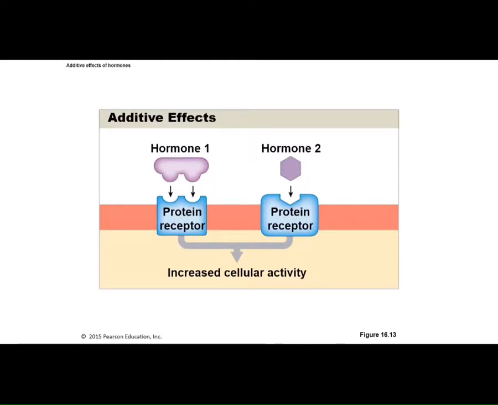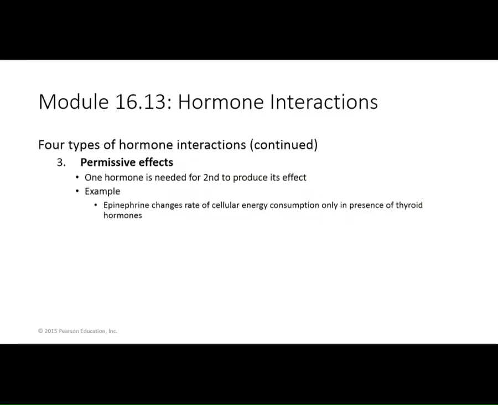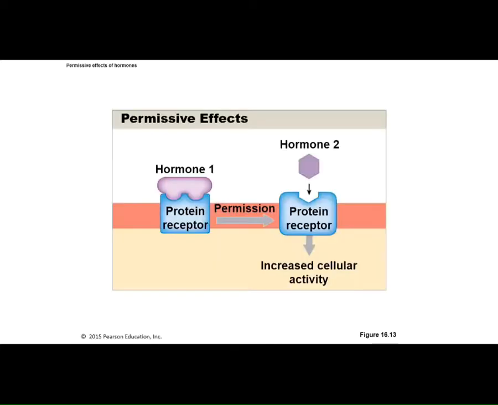So you have one hormone, it can do something. You have a second hormone, it can do something. Together, they're super together. There's also permissive effects. One hormone is needed for a second hormone to do its thing. Okay? So just another combination. One hormone is needed for another one to work. Epinephrine can change cellular respiration only in the presence of thyroid, as an example. So in order for one hormone to work, the other hormone must be present. It gives it, quote, permission to work. So that's a permissive effect.